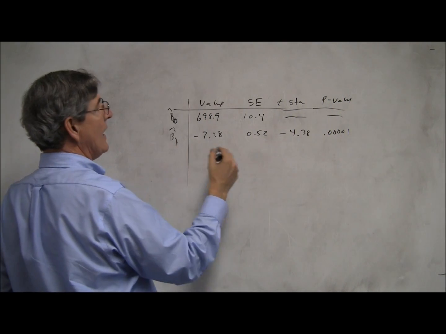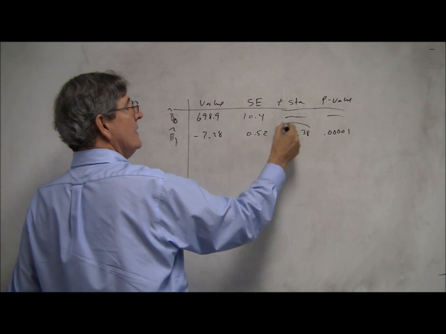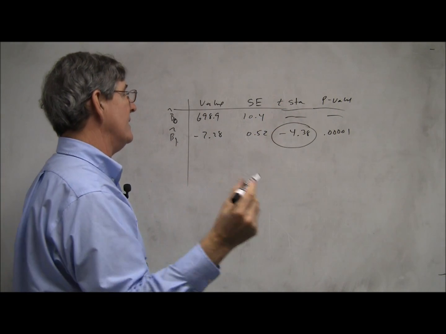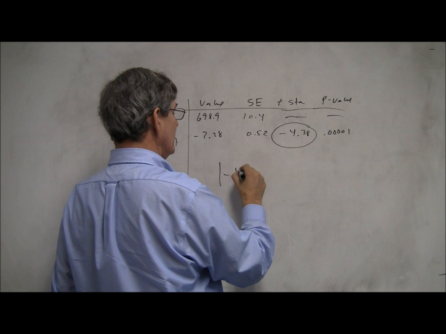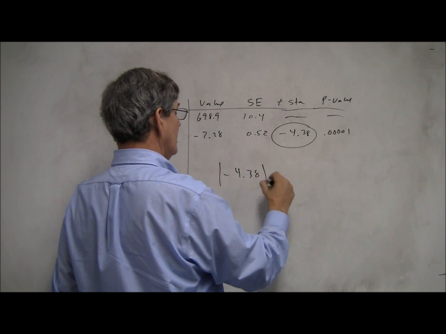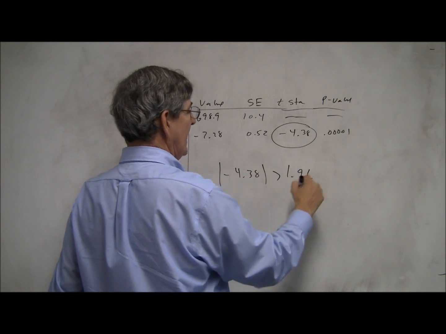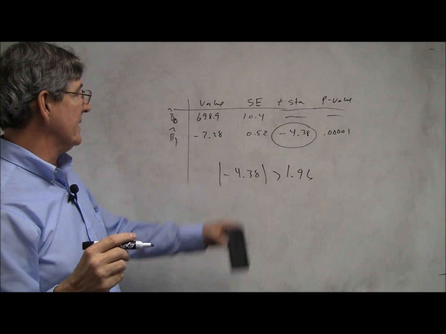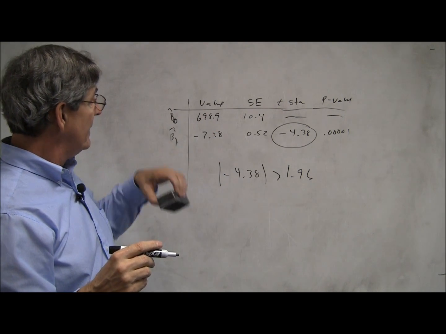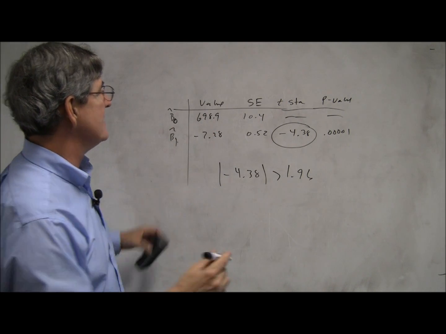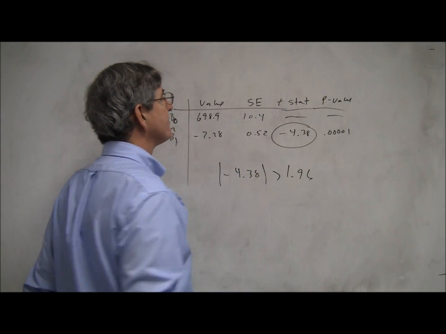So you can just take your output that you get off the computer, look at this t-statistic and ask, is the absolute value of that bigger or less than 1.96? And if it's bigger, then you'd reject. And so the computer usually makes this fairly simple.